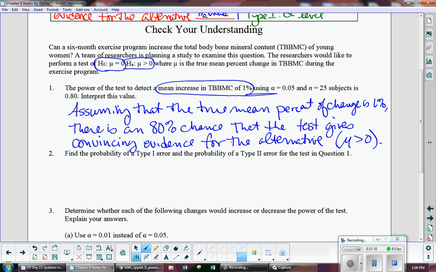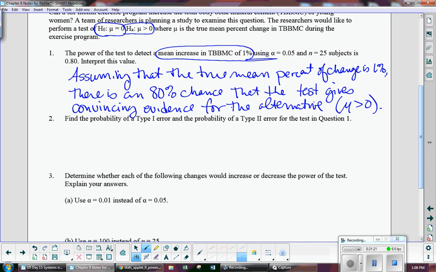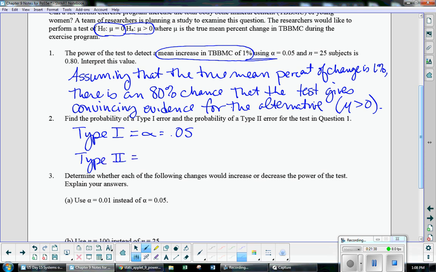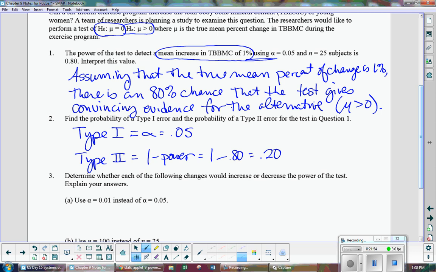So type errors are pretty easy to find. Type 1 error we already have. Trust me, if you get type 1 error wrong when they give you what alpha is, I'm going to have some serious words with you. And I say that in a kind, fatherly sort of way. Type 2 is going to be 1 minus your power, which means I've got 1 minus 0.8. So there's a 20% chance, since we have an 80% chance of disproving it, that we may not find the evidence that we need, even though it's true.